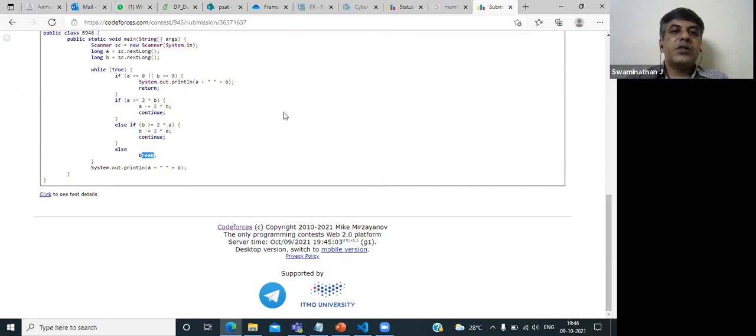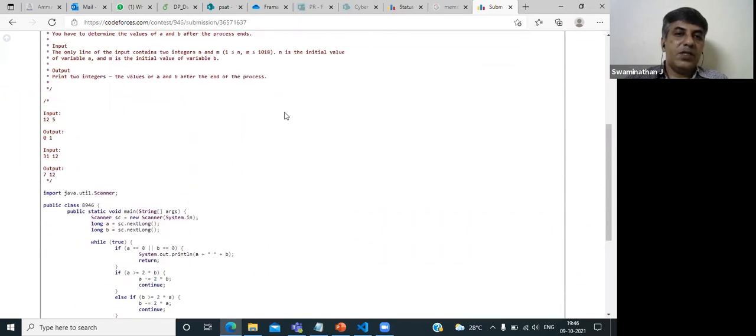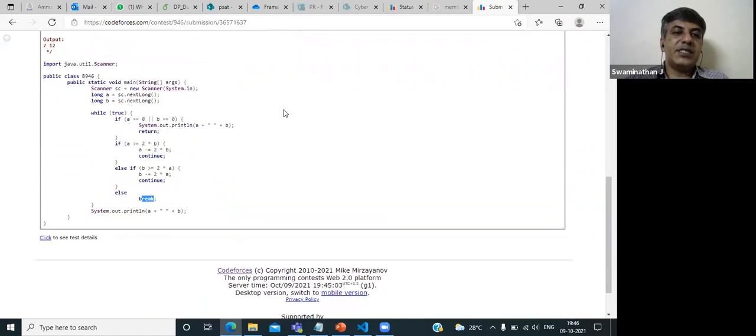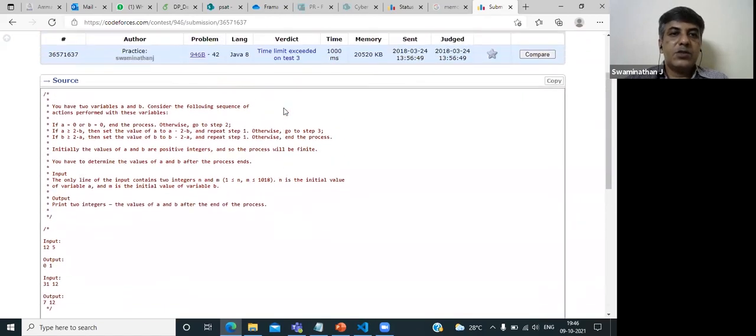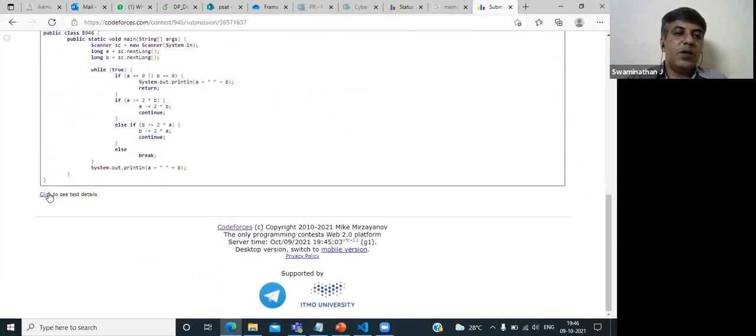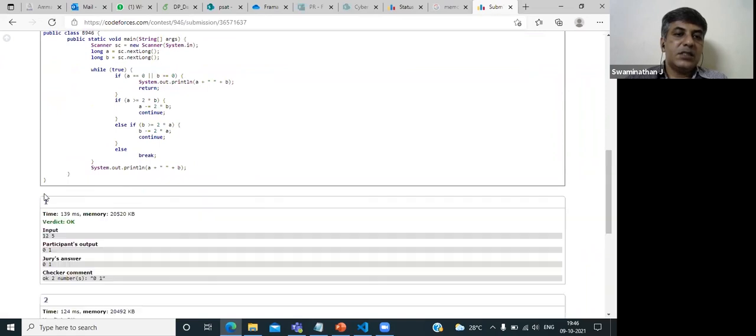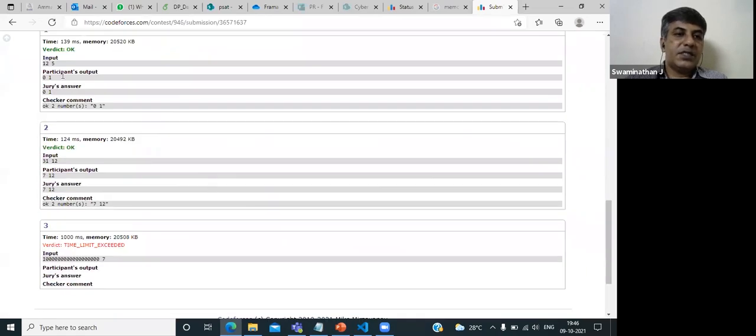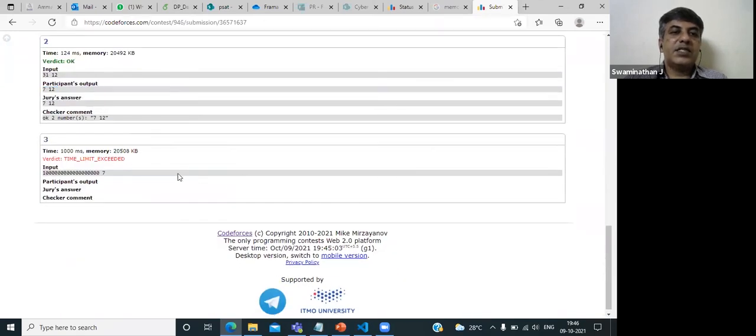So when you run this particular program, you will get what is called a time limit exceeded error. If you look at this, it said time limit exceeded on test 3. Let me pull out the test cases. The first case answer was correct, the second case answer was correct, because these are all samples. In test case 3, they have given a very huge number for A and a very small number for B.